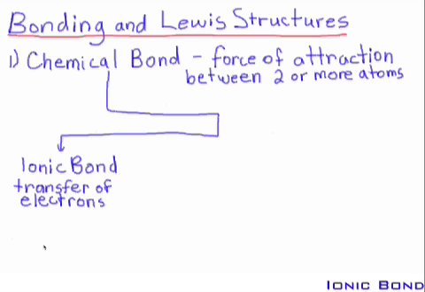Let's consider an example. Chlorine. Chlorine is atomic number 17. It's found in the third row of the periodic table. Chlorine 17 has 7 valence electrons. In the n equals 3 shell, there are 2 in the 3s and 5 in the 3p. So chlorine has 7 valence electrons. Here is its Lewis dot diagram.